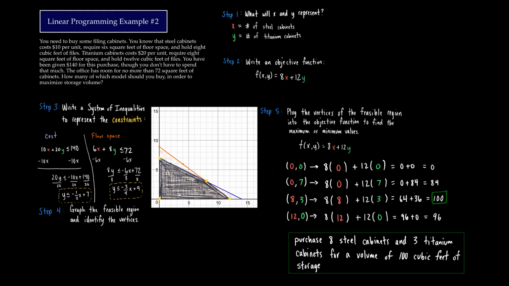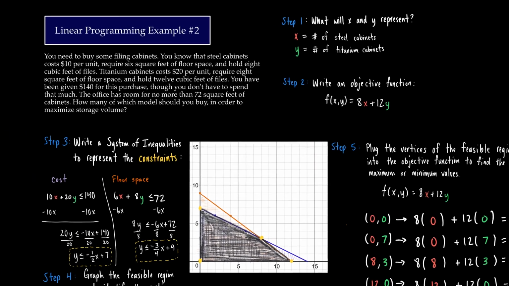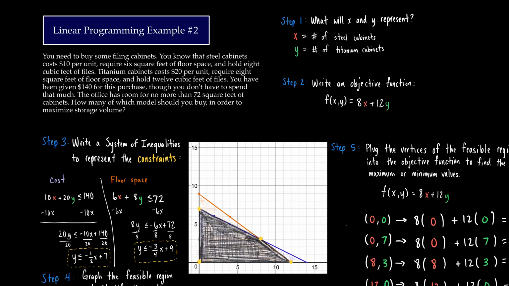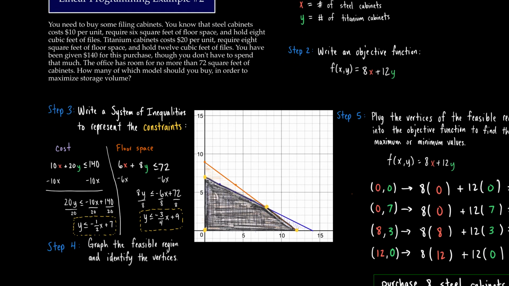And then our objective function that we wrote was the amount of storage, the amount of volume we were going to get, was going to be 8 times the number of steel cabinets, because each steel cabinet gave us 8 cubic feet. And then each titanium cabinet gave us 12 cubic feet. So we added 12 times Y. And then from there, we went on and wrote our constraints. Our constraints in this case were a cost constraint and a floor space constraint. The cost constraint was that we needed to spend less than or equal to $40. The floor space constraint was that we needed to have less than or equal to 72 feet of floor space.